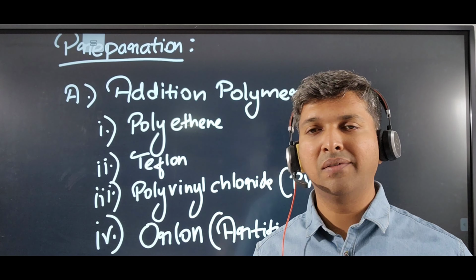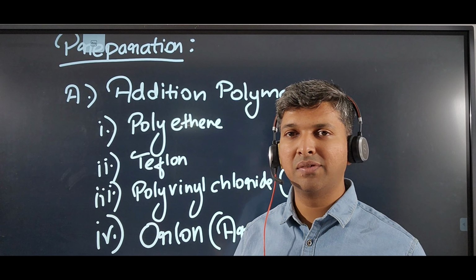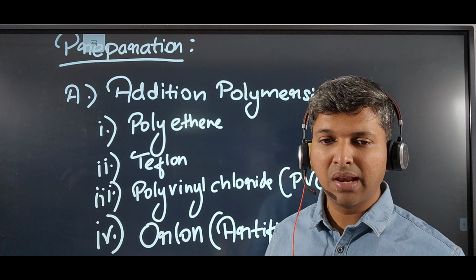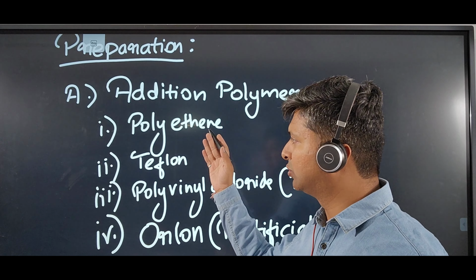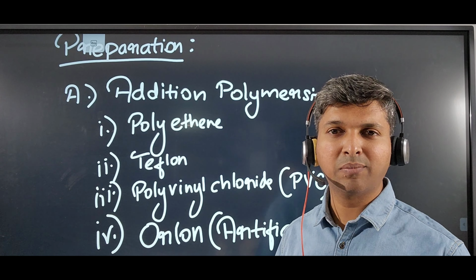Okay, so after having a look at the classification of polymers, now we are going to see the different methods by which we can prepare polymers. One is the addition method, the other one is the condensation method. In the addition method, we can prepare polymers like polythene, Teflon, polyvinyl chloride, and Orlon. Let's see them one by one.